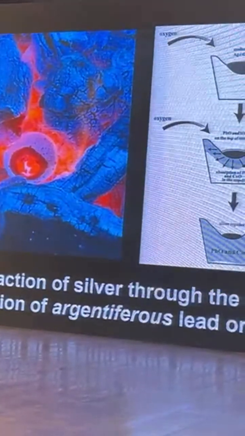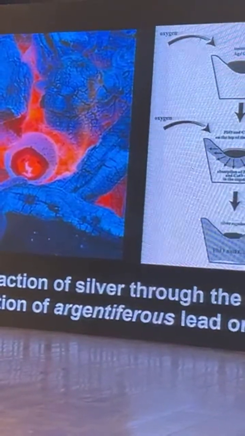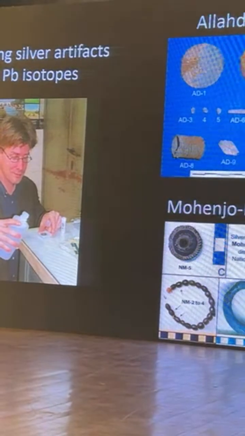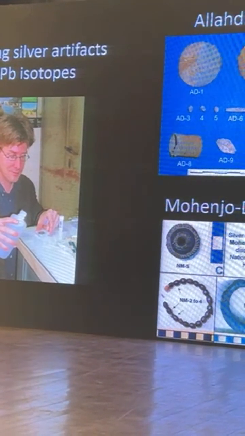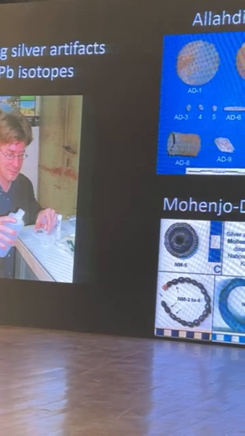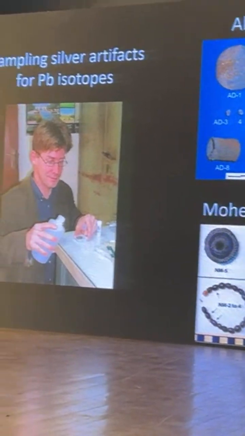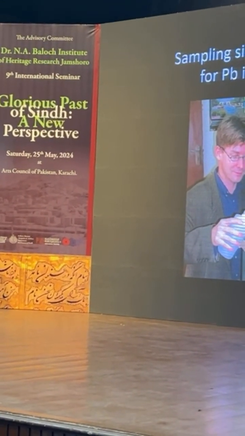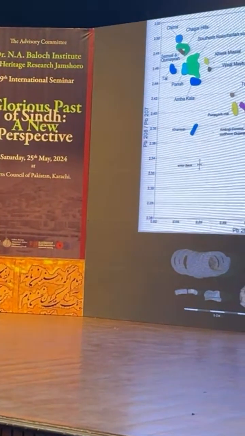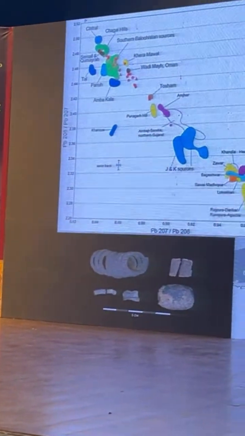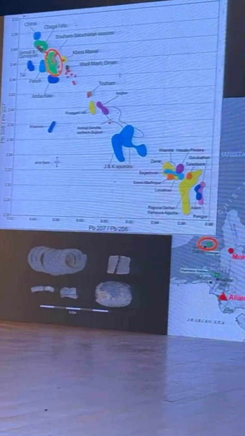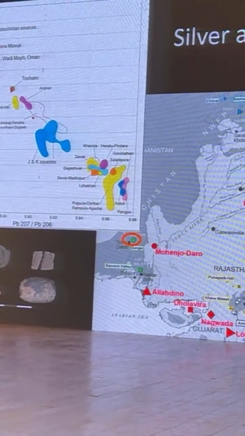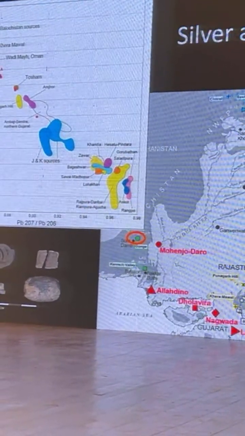And silver is actually extracted from lead deposits. So by sampling lead from these silver ornaments, and some from Mohenjo-daro, and I have actually sampled silver ornaments from many, many other sites, I was able to do lead isotope analysis and trace many of them to a source in southern Baluchistan, near the archaeological site of Sordab.